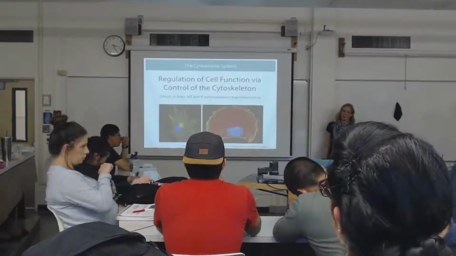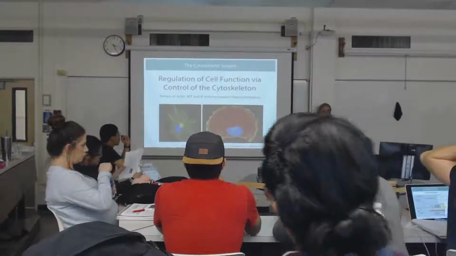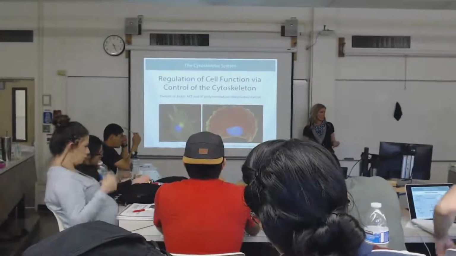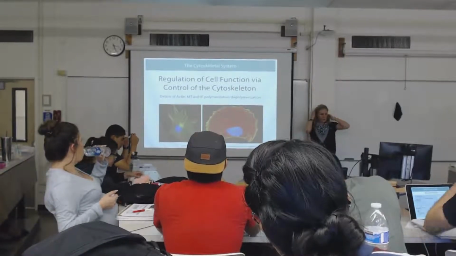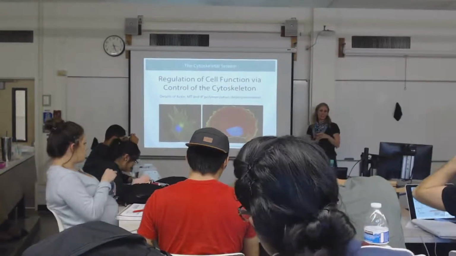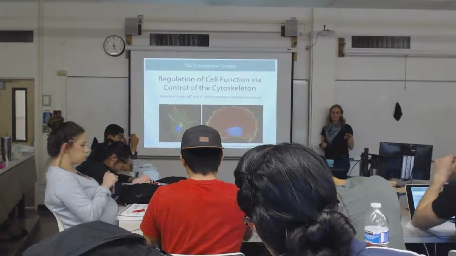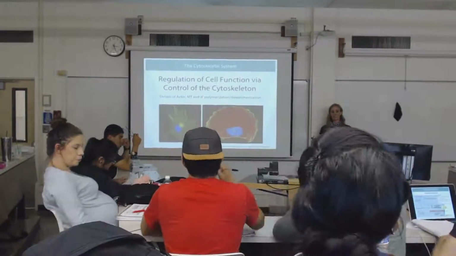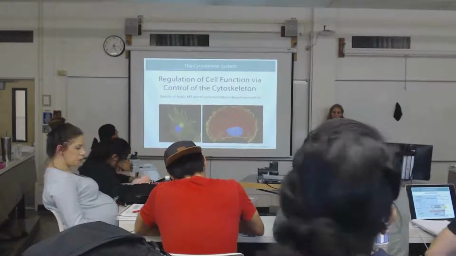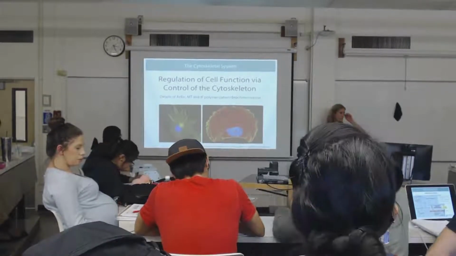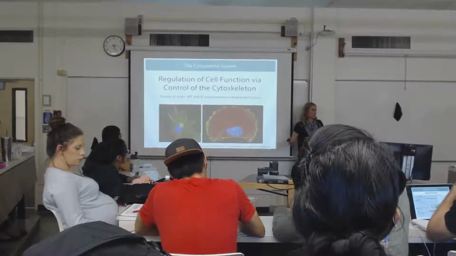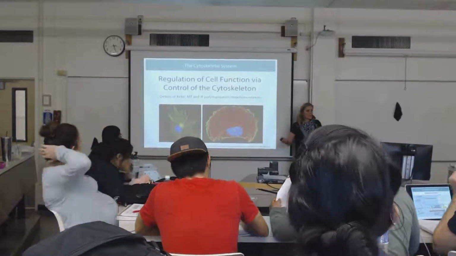All right, so now we're going to move on to how cells can regulate their function by controlling the cytoskeleton. You learned the basics of cytoskeletal filaments in the learning module, and now we're going to learn how cells can manipulate those structures to perform specific functions. The filaments themselves are just the building material.